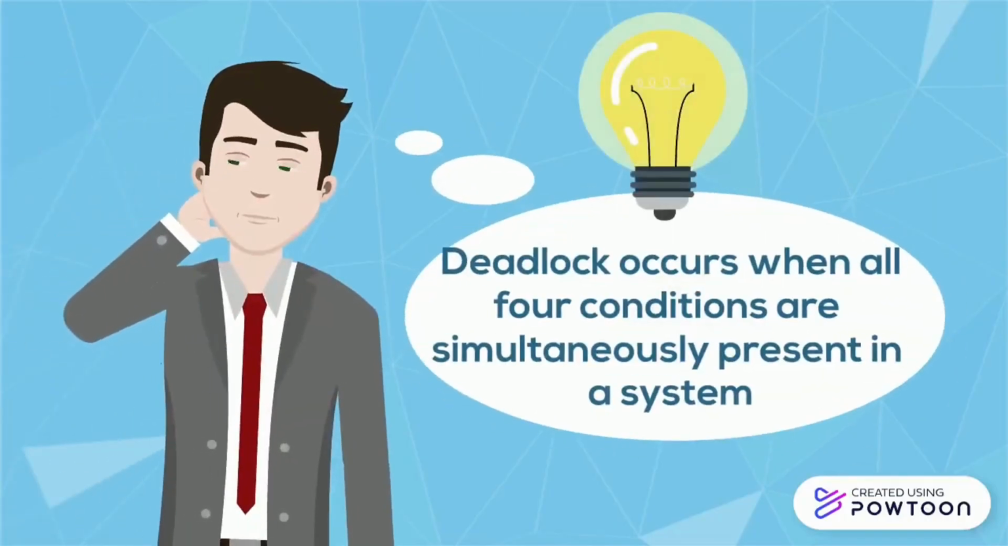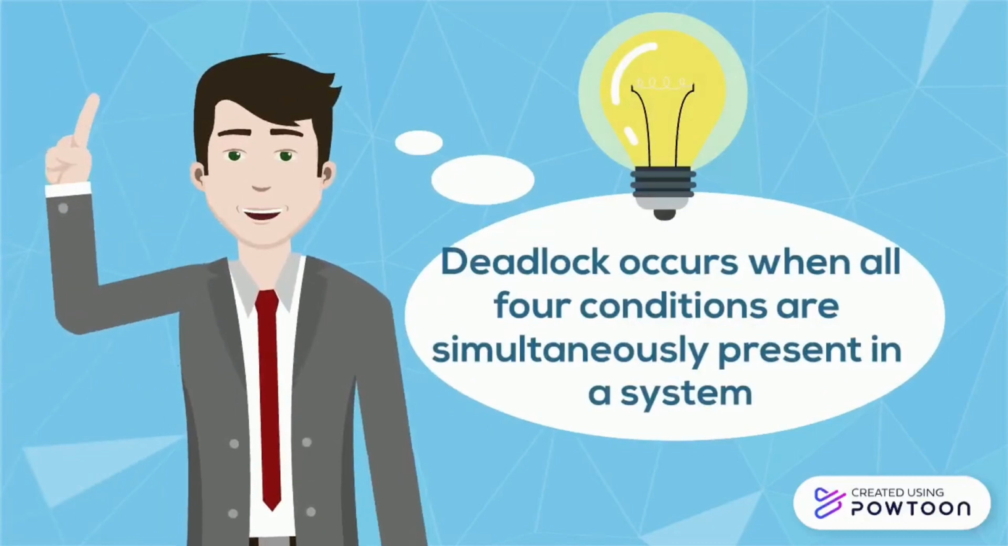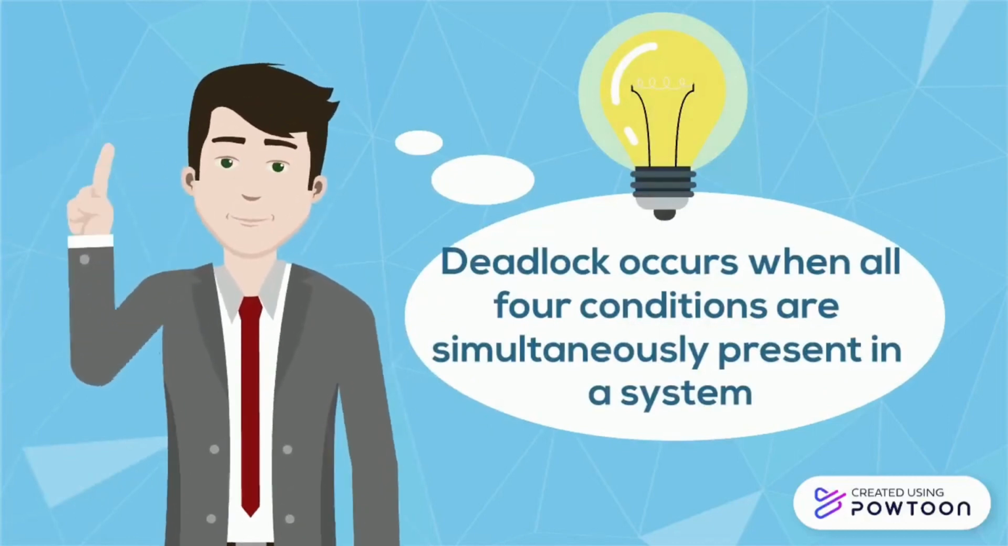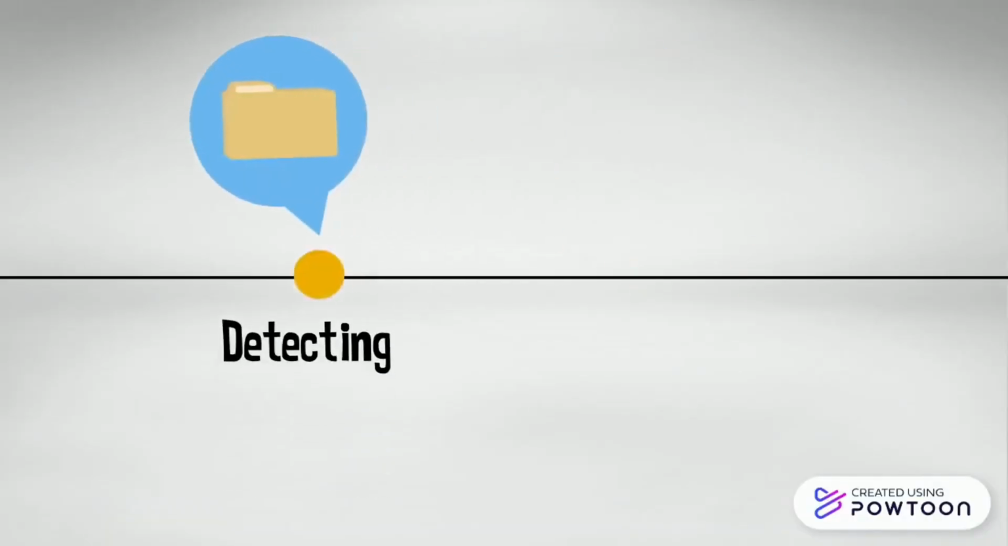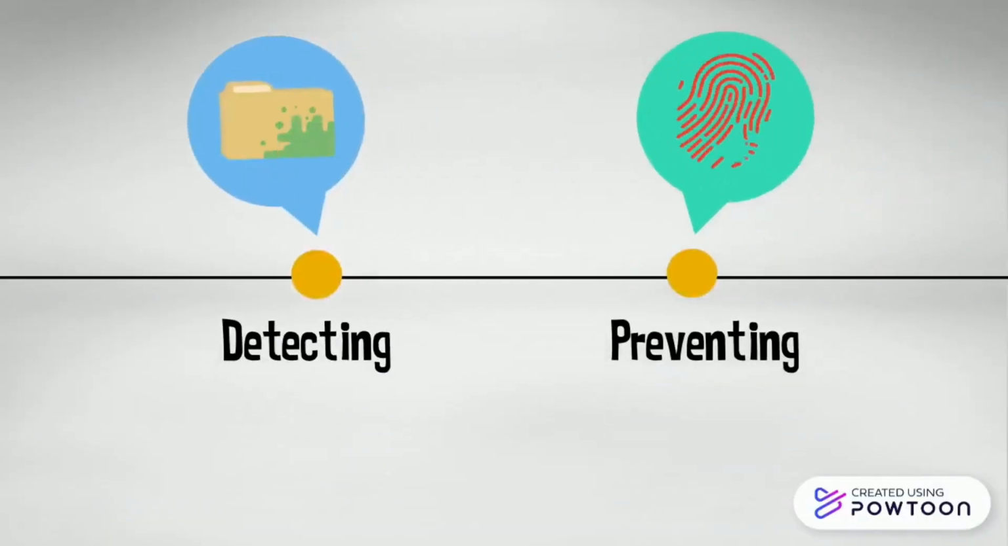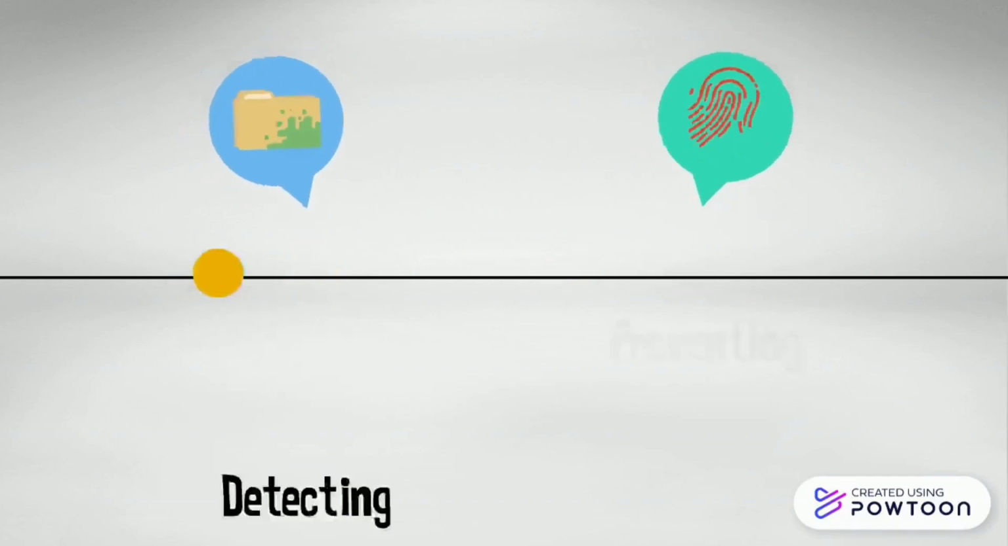Deadlock occurs when all four conditions are simultaneously present in a system. If any of these conditions is absent, deadlock cannot occur. Understanding these conditions is crucial for detecting and preventing deadlocks in a computer system. Now, let's see a couple of examples to illustrate how these conditions lead to deadlock.